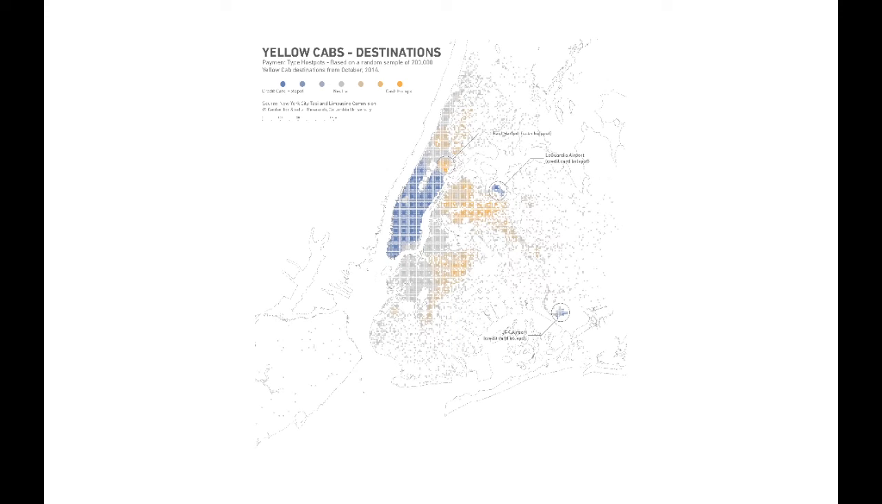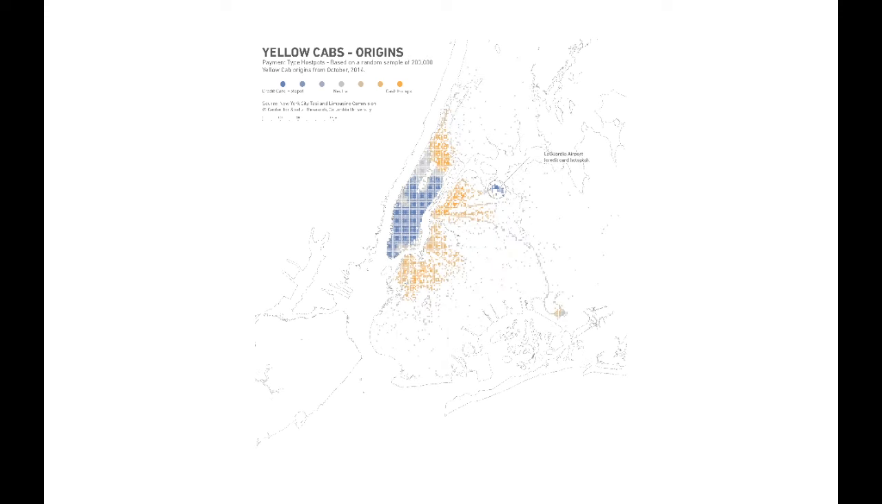And this is the same for yellow cabs. This is for destination. You still have that big divide, maybe not as clear on the cash side, but the credit card concentration is very clear. And for origins, you still have the same divide. So this is the data set that we're now exploring the most.